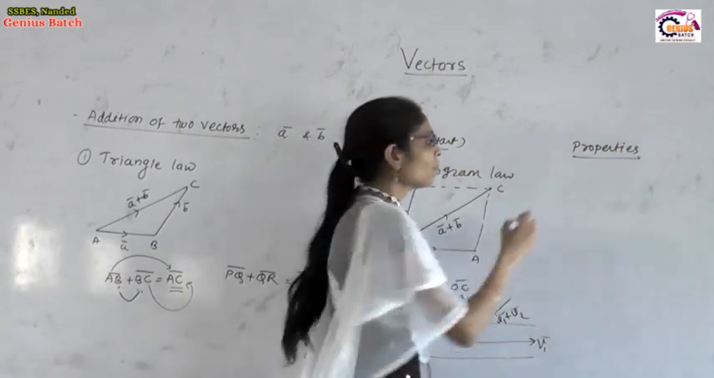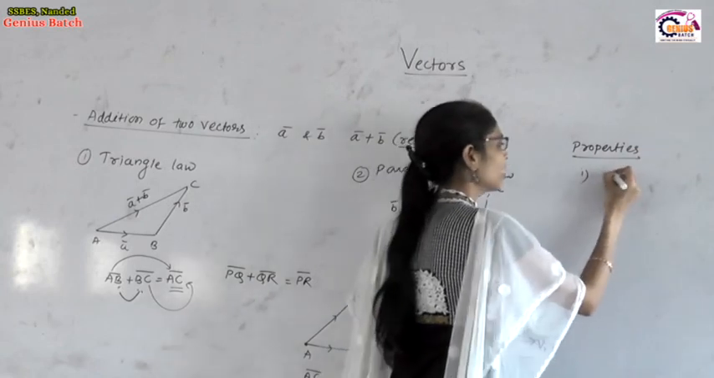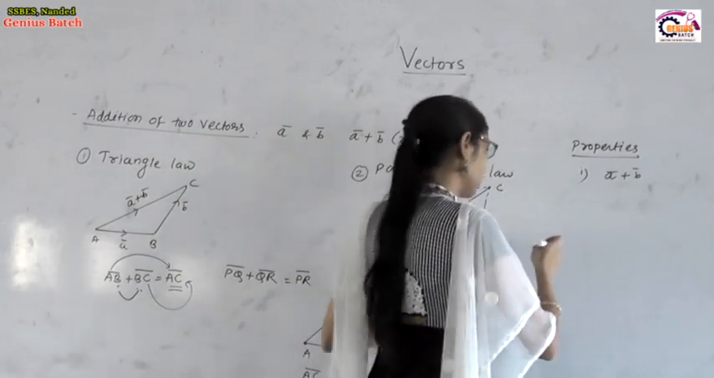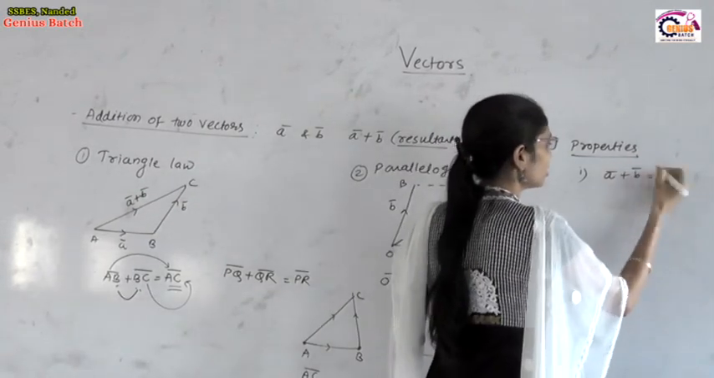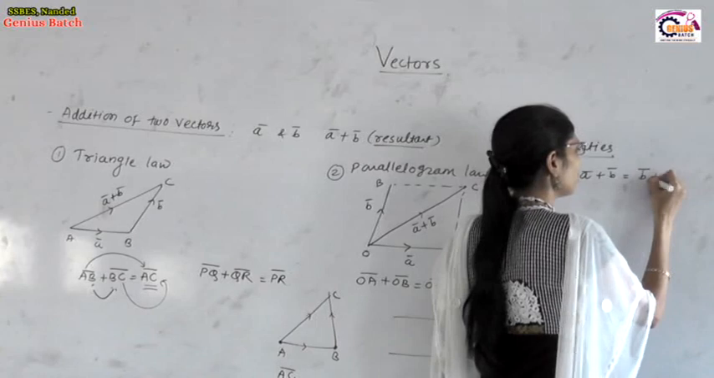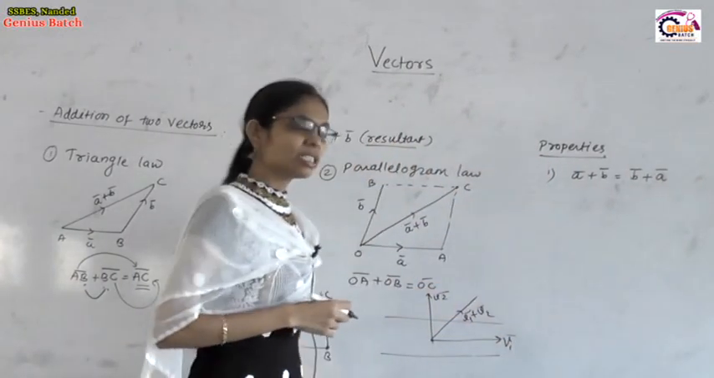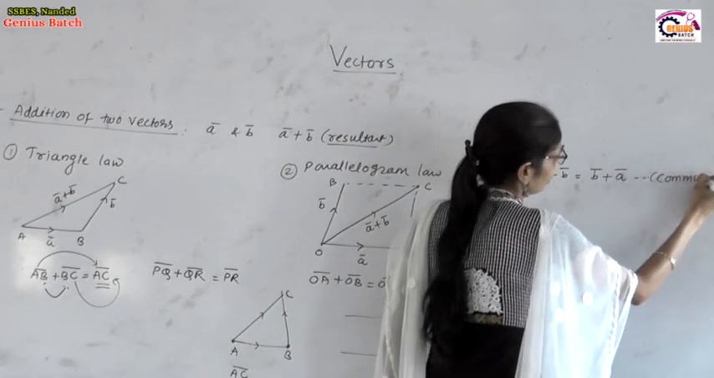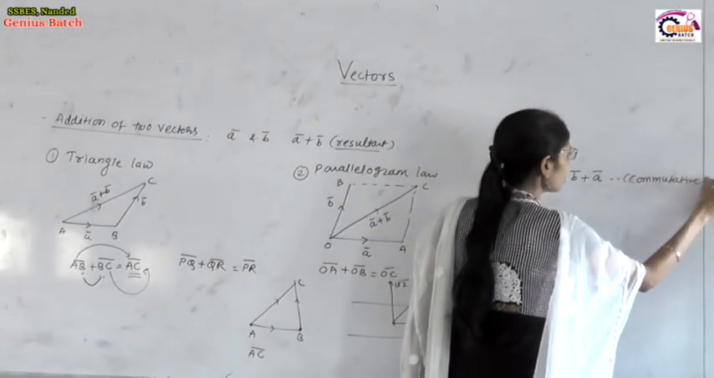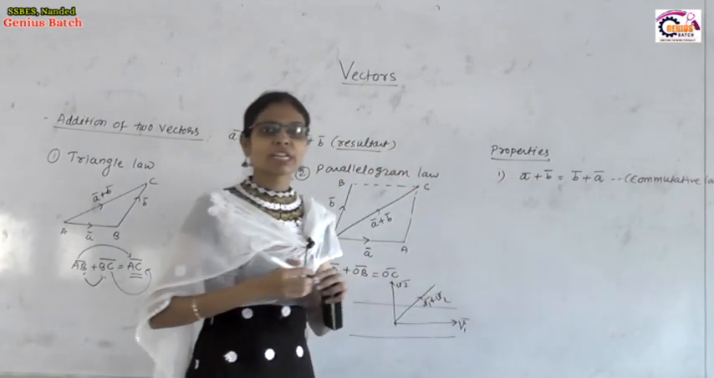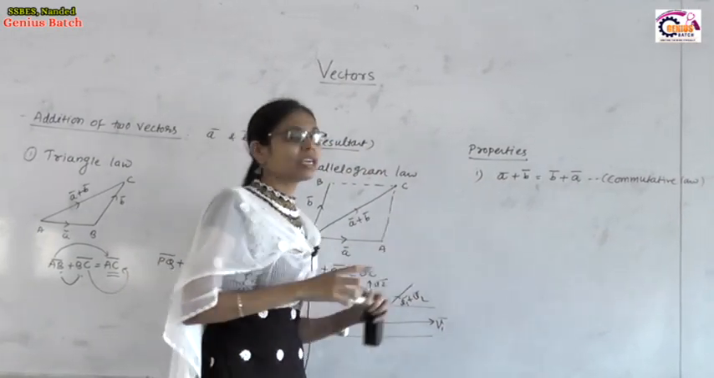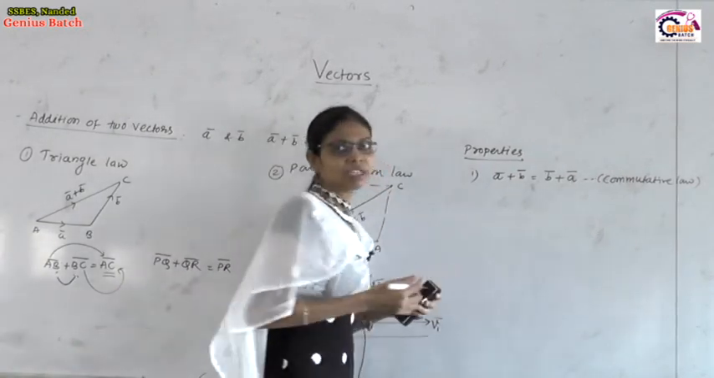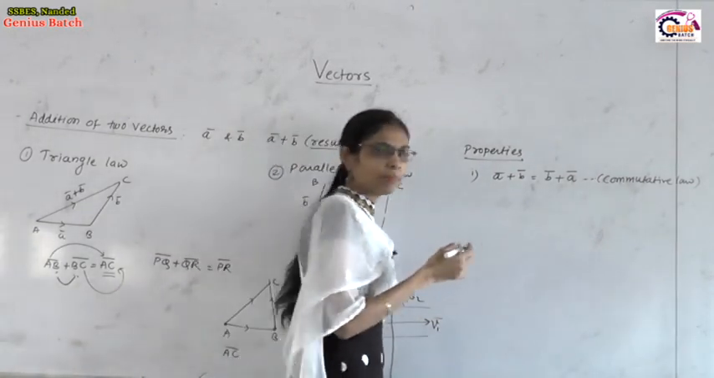In properties, the first property says, if vector A and vector B are two vectors, then vector A plus vector B is equal to vector B plus vector A. This is said to be the commutative law. What does the commutative law say? That if you change the order of vectors, the result will be the same. So vector A plus vector B is the same as vector B plus vector A.